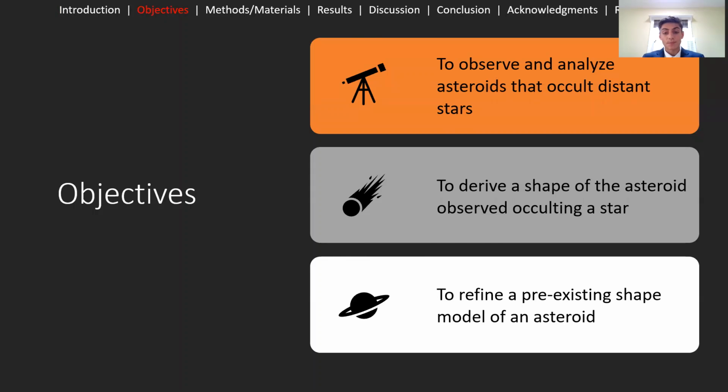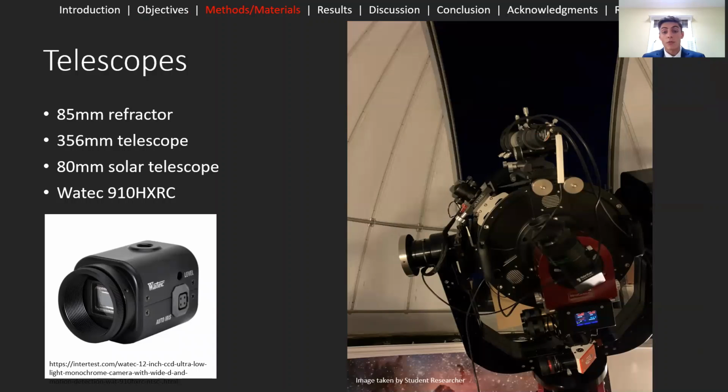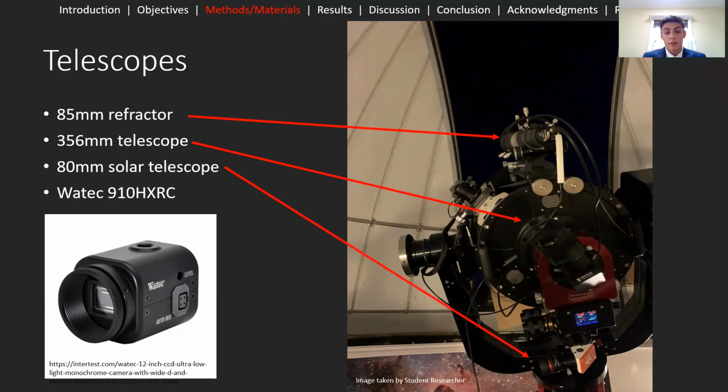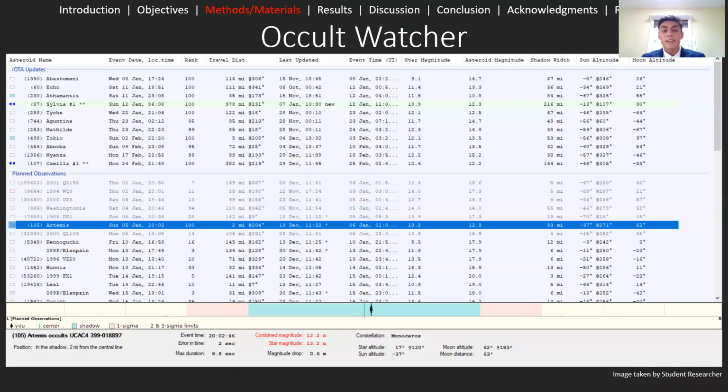For my project, I had access to three different telescopes: an 85mm refractor, seen here at the top of the image, a 356mm telescope, seen here in the center of the image, and an 80mm solar telescope, seen here on the bottom of the image. For all the asteroids that I'll be presenting on today, I used the 356mm telescope. For recording the event, I used a Watec 910HX/RC, seen here on the bottom left of the slide. I use this camera because of its wide range of exposures that it can capture at, making it perfect for asteroidal occultations.